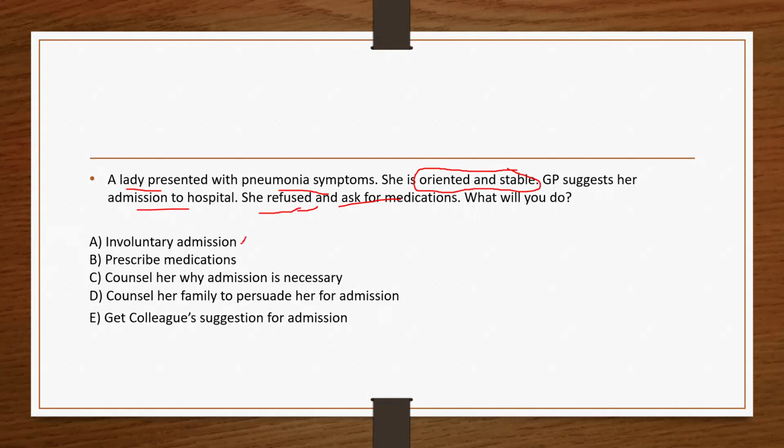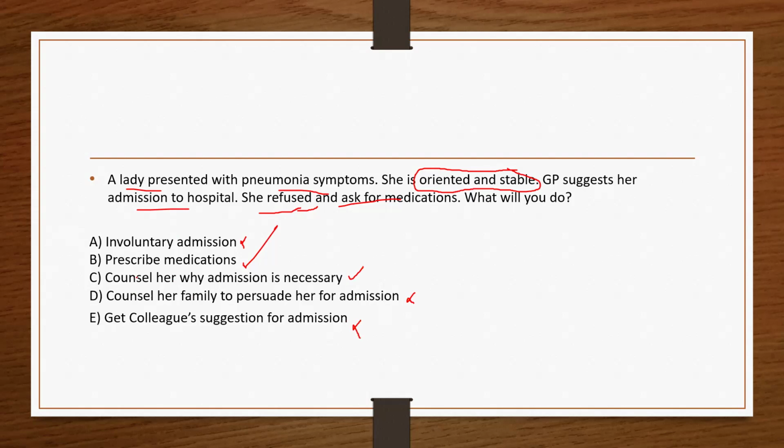Involuntary admission? No, you are not going to do that because she's conscious, rational, oriented, stable. Prescribe medications? Yes, you can prescribe medications. Why? Because she's asking for medication. Counsel her why admission is necessary? You have to do that. Counsel her family to persuade her for admission? Now that you're not going to do. Why? You have to talk to her. You can't use the family to get her admitted. You can talk to the family members and tell them her condition, but you can't ask them to persuade her when you can straight away talk to her. Get colleague suggestion for admission? No, that's not necessary here.